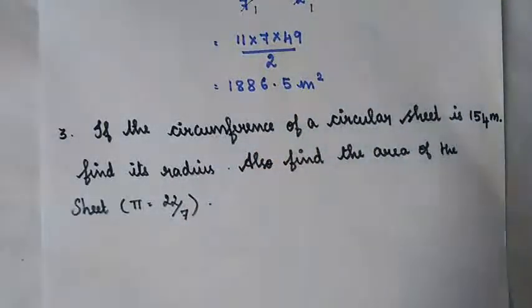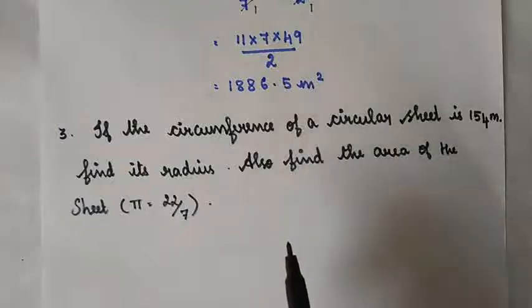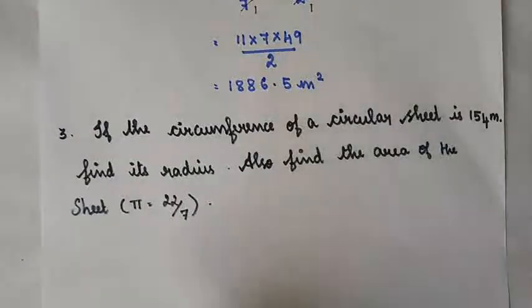If the circumference of a circular sheet is 154 meter. Okay, here what is given? Circumference of circle is 154 meter. Then find its radius. Also find the area of this sheet. So we have to find the radius and also the area of the sheet by using the circumference. Let's see.